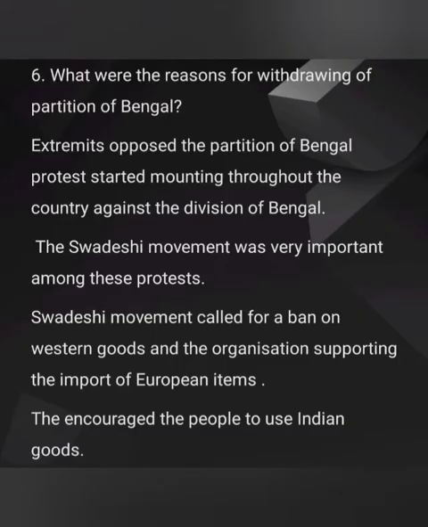What were the reasons for the withdrawal of the partition of Bengal? Extremists opposed the partition of Bengal. Protests started mounting throughout the country against the division of Bengal. The Swadeshi movement was very important among these protests. Swadeshi movement called for a ban on Western goods and the organizations supporting the import of European items. They encouraged the people to use Indian goods.